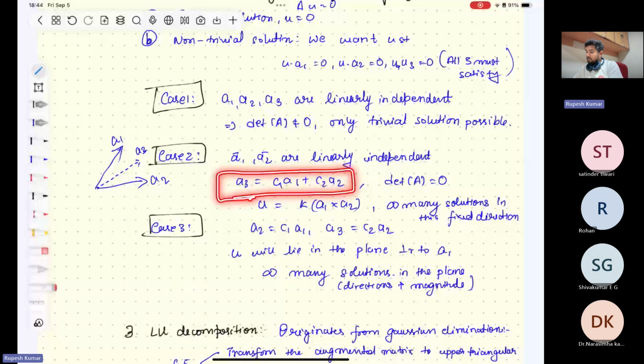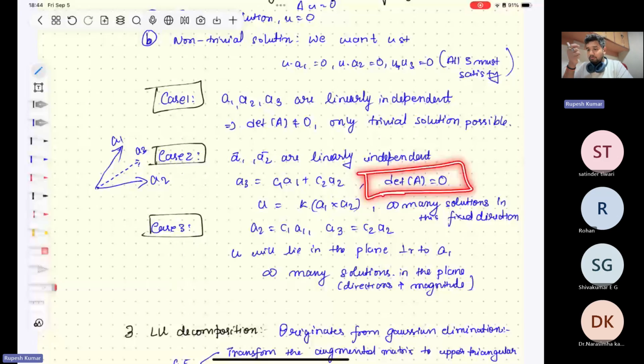So in this case, you will find one thing, that the determinant of the matrix A is 0. Why? Again, you want to find the volume of the tetrahedron formed by these three vectors, right? What is the volume of a tetrahedron formed by vectors which lie in the same plane? It will be 0, right?